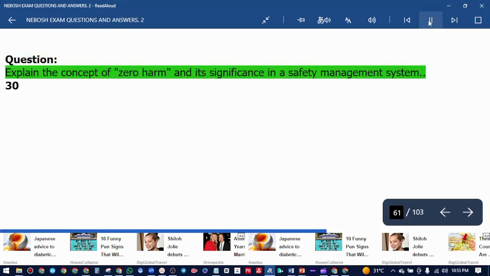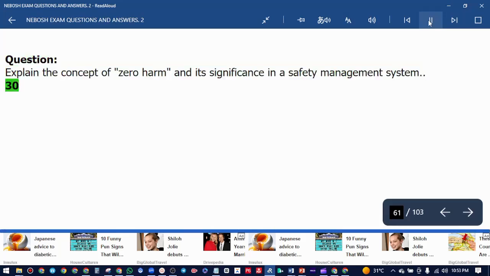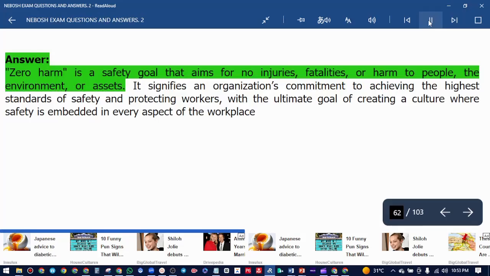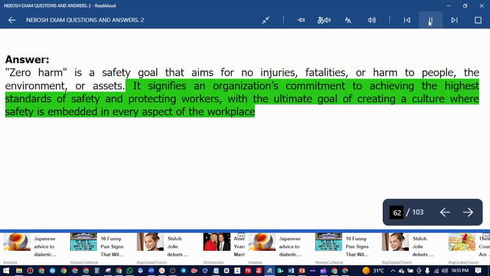Question 30. Explain the concept of zero harm and its significance in a safety management system. Answer. Zero harm is a safety goal that aims for no injuries, fatalities, or harm to people, the environment, or assets. It signifies an organization's commitment to achieving the highest standards of safety and protecting workers, with the ultimate goal of creating a culture where safety is embedded in every aspect of the workplace.